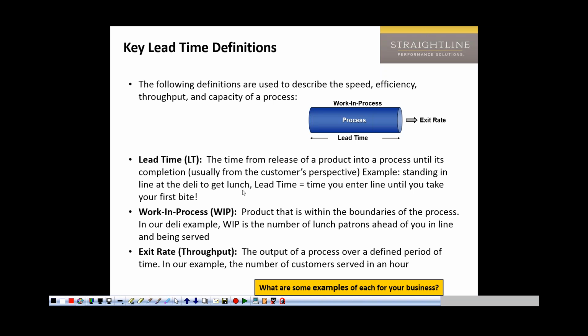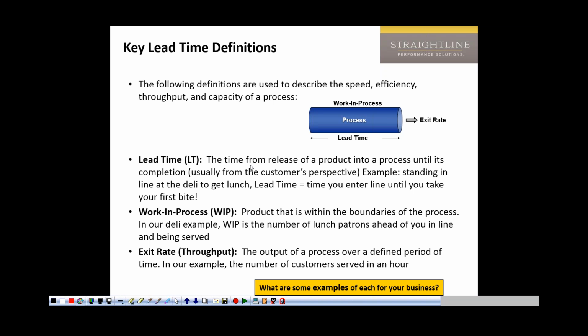Let's actually walk through this deli example. So if lead time is the beginning to end, a lot of times it's easier to fix things not by trying to force work on lead time directly, but instead to work on things like the exit rate or the throughput, which is the same term, or the amount of work in progress. So let's take a look at this example.